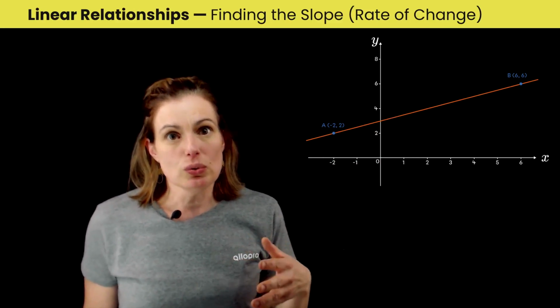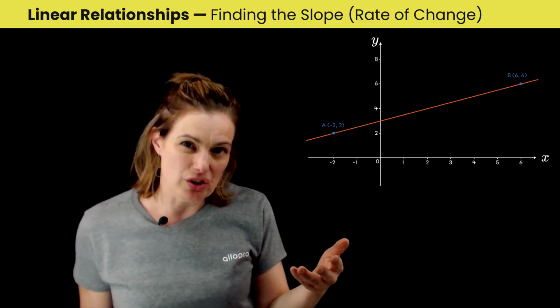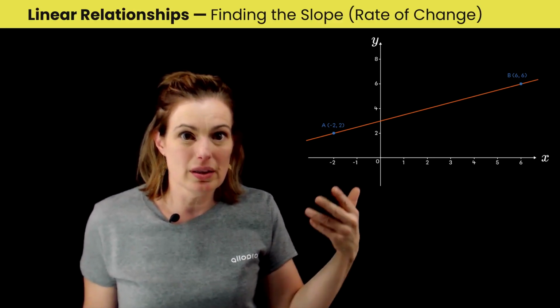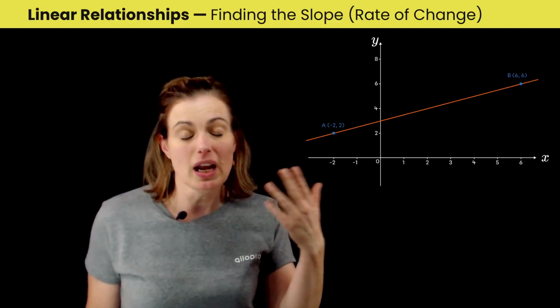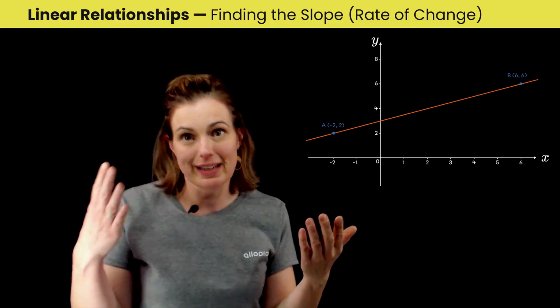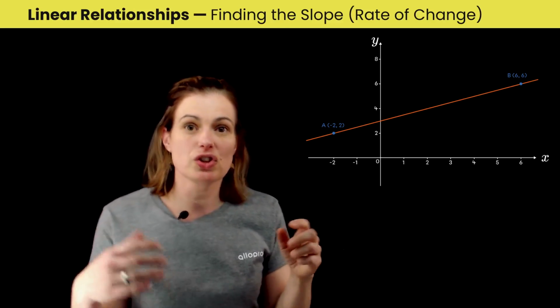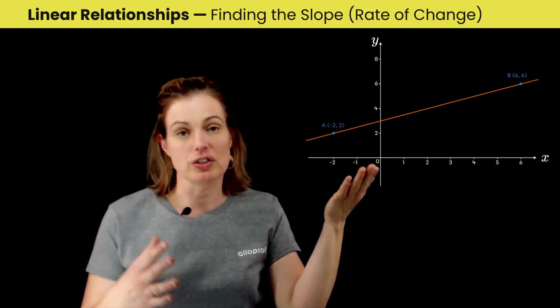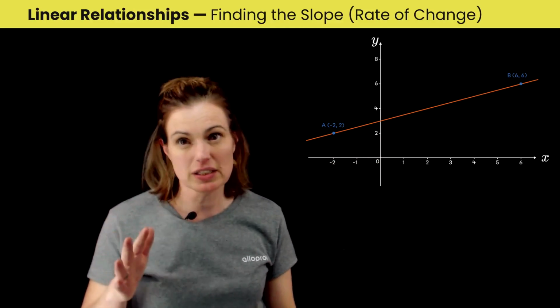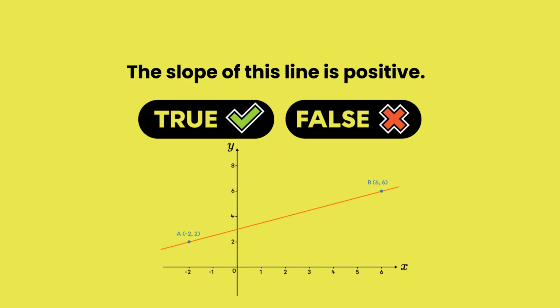And we really need a tool that's going to work in all situations. And that is what that rise over run tool is going to allow us to do. It's going to allow us to calculate slope in any situation, whether it be Leanne's direct variation situation or this situation here where we have a partial variation situation. But before we get into that, I got a question for you guys. True or false? The slope of this line is positive.